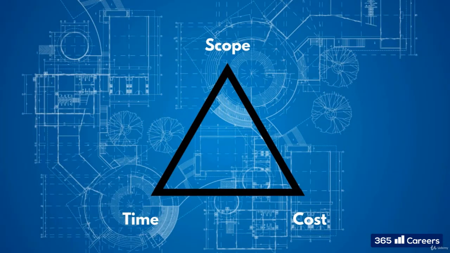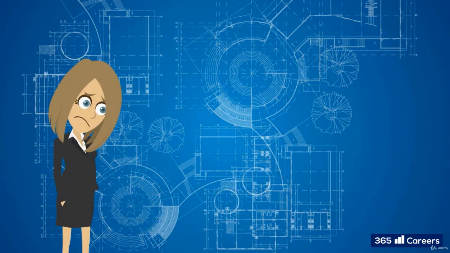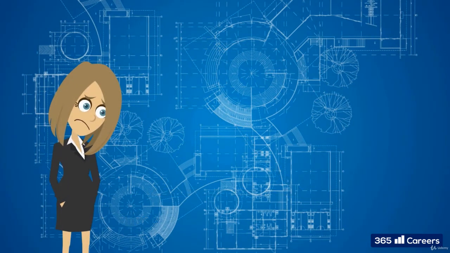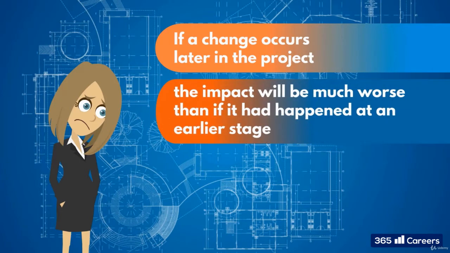Remember our trio of constraints? If one change occurs and affects one of our constraints, they will all be affected. And what's more, when the change is needed makes a great difference. If a change occurs later in the project, you can safely bet your holiday savings fund that the impact will be much worse than if it had happened at an earlier stage.